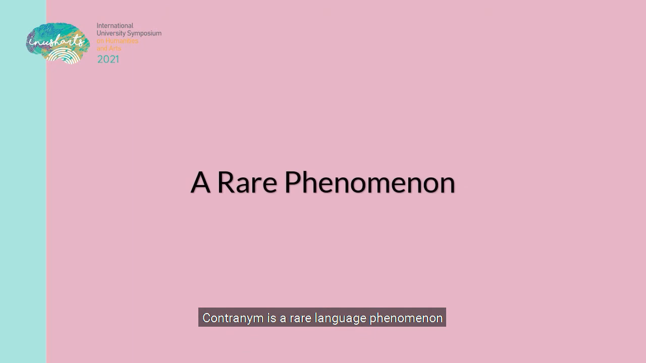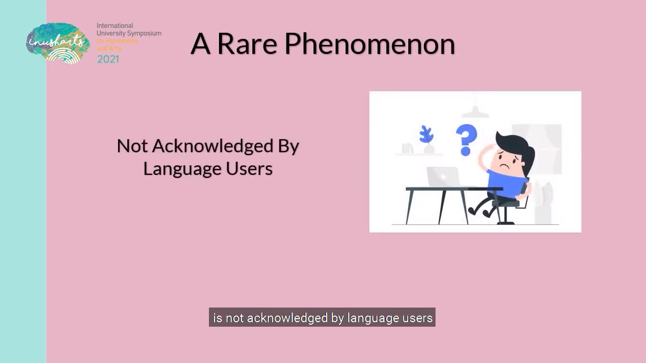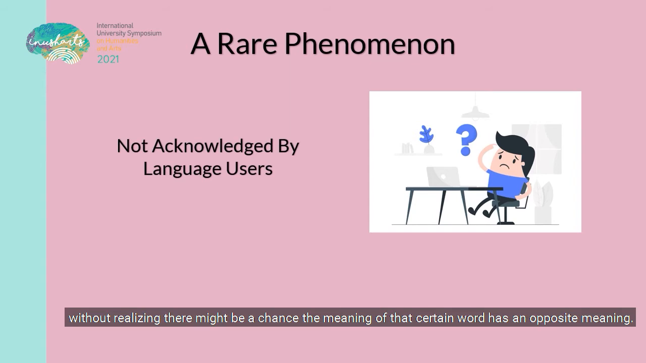Contranym is a rare language phenomenon. The usage of this phenomenon, especially in the Indonesian language, is not acknowledged by language users. People may know of a certain word and its meaning without realizing there might be a chance the meaning of that certain word has an opposite meaning.